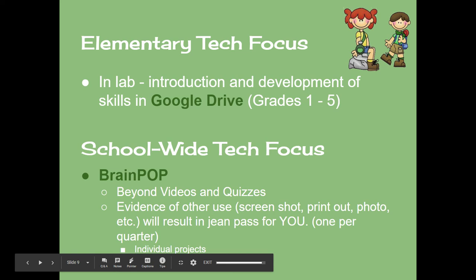So if you can give me any evidence of your class using it for anything other than a video and a quiz, you give me a screenshot, a printout, a photo of your class doing something, that will result in a gene pass for you, one per quarter. So that's going to be our little focus this year is Brain Pop. There are some Brain Pop trainings available in the Gilo Google Classroom. So it'll give you some ideas. And again, if you are looking to use it and you're not really sure what to do, please talk to me. I would be happy to help you out.